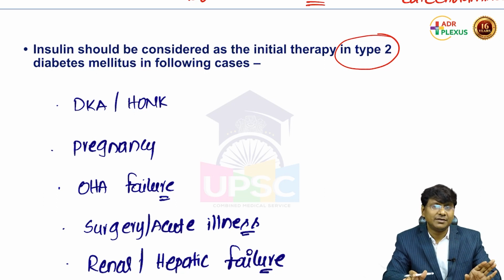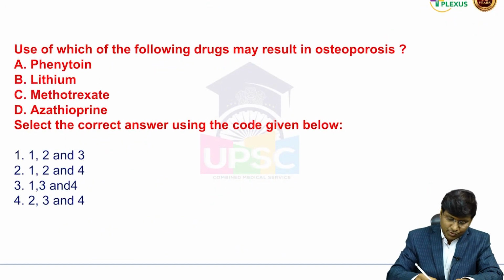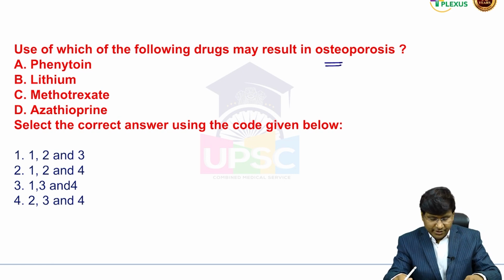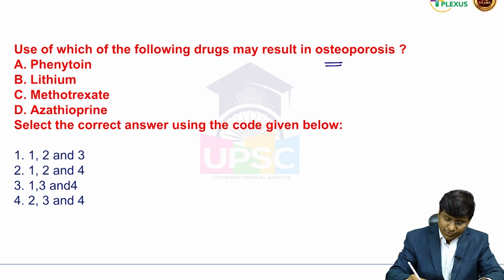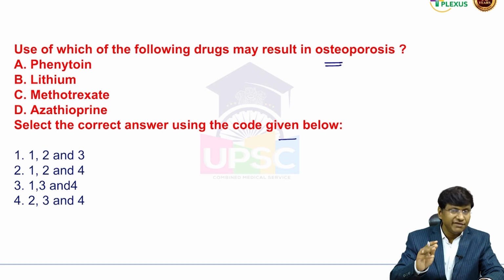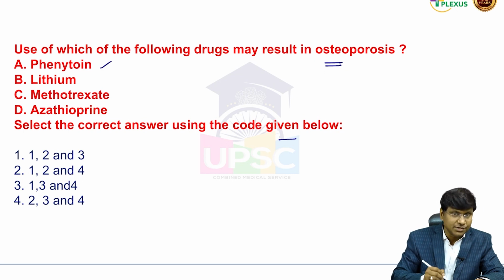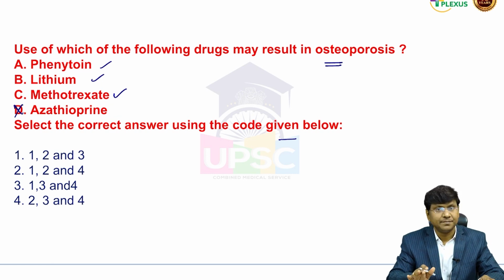So that was about the treatment of diabetes mellitus. So if you see the next question, use of which of the following drugs may result in osteoporosis? Phenytoin, lithium, methotrexate, azathioprine. Select the correct answer using the code given below. 1, 2 and 3. Okay. Now if you take the drugs which will be causing osteoporosis, phenytoin, yes, it will cause osteoporosis. Lithium will cause osteoporosis, and even methotrexate will also cause osteoporosis, but not azathioprine.